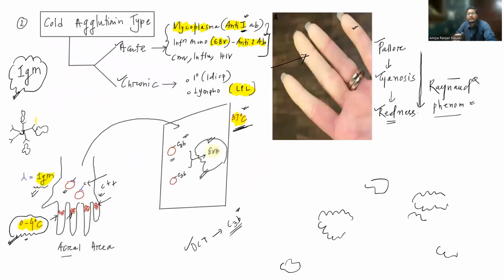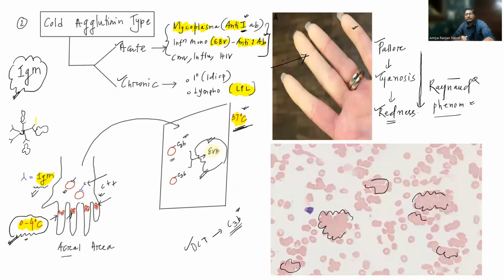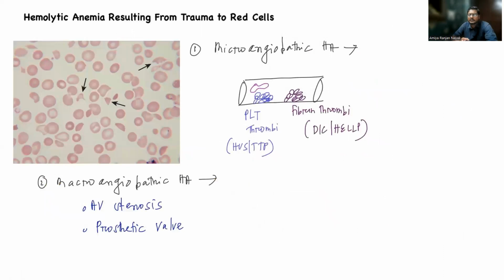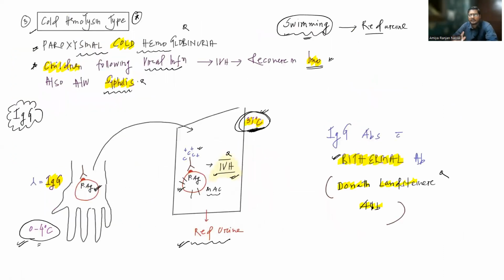Cold agglutinin type hemolytic anemia usually doesn't respond to steroids. They are usually resistant to steroids. We have to treat them with other immunosuppressive therapies, especially rituximab. Usually rituximab is used for this condition. This condition most of the time doesn't need any treatment because these are self-limiting.